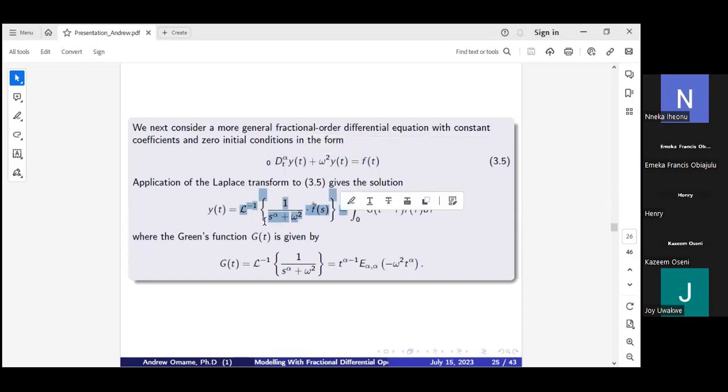The Laplace inverse of a product is nothing but the convolution of the two functions. So your g is nothing but the Laplace inverse of this first expression, which you can find. Again, you can see I'm solving this fractional differential equation, and I come to a stage whereby I have this expression, 1 over.